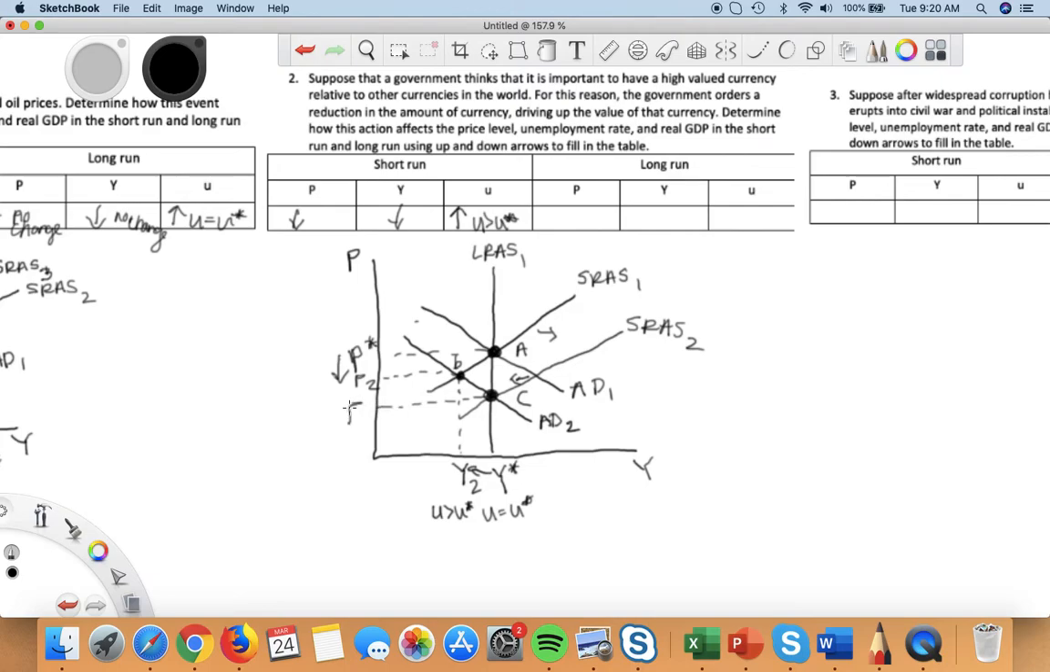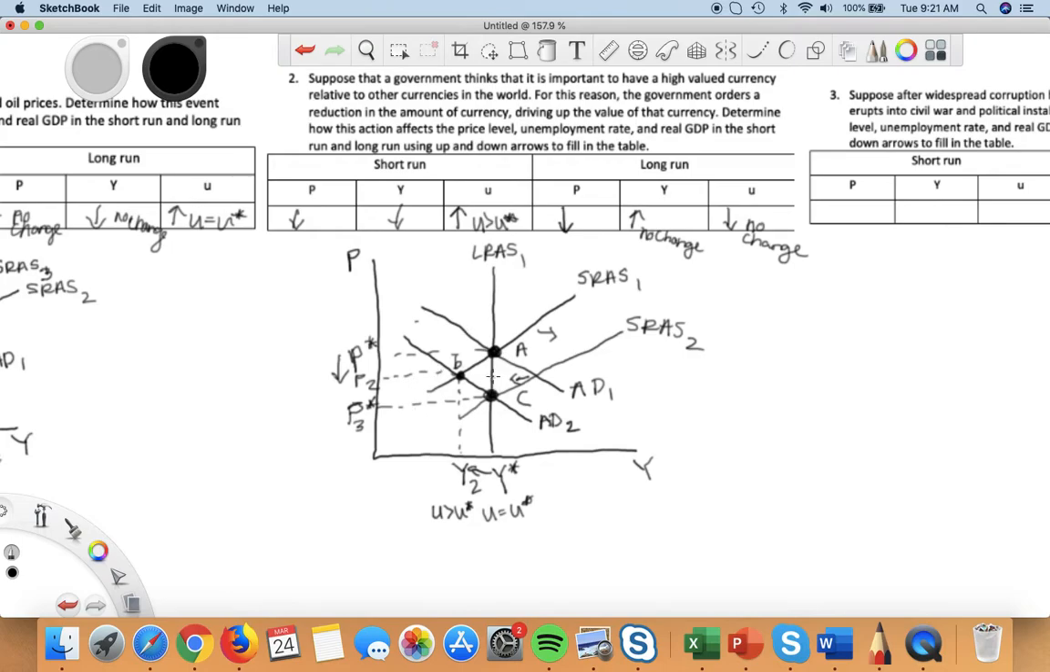We'll call this P3, give it a little star. And now I know I'm done with my problem because I've got all three curves, an aggregate demand, a short run aggregate supply, and a long run aggregate supply all intersecting. So in the long run, the price level is going to fall even more, but real GDP is going to go back up, or no change from the original. And unemployment is going to go back down, or no change from the original. It goes back to where it started.